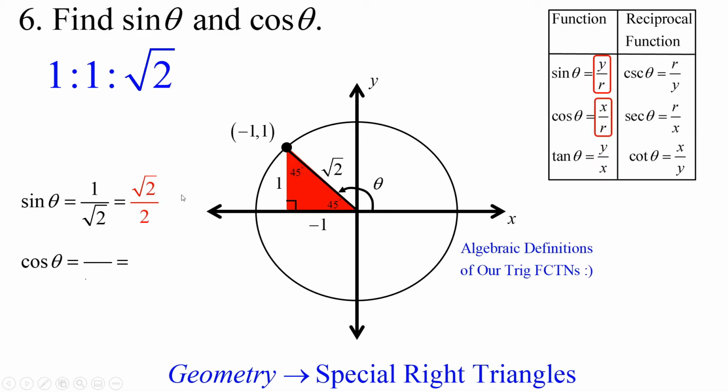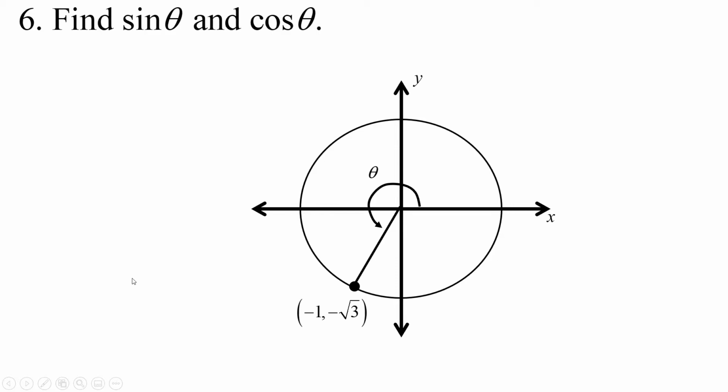It is a -1, over the radius, which is still the square root of 2, and we've got to rationalize this divisor right here, so we're going to multiply numerator and denominator by root 2 to get a negative root 2 over 2. Now make sure you see that. -1 times the square root of 2 is negative root 2, and the square root of 2 times the square root of 2 is 2. All right, rationalizing the denominator like you did in algebra. Okay, that's number 6.